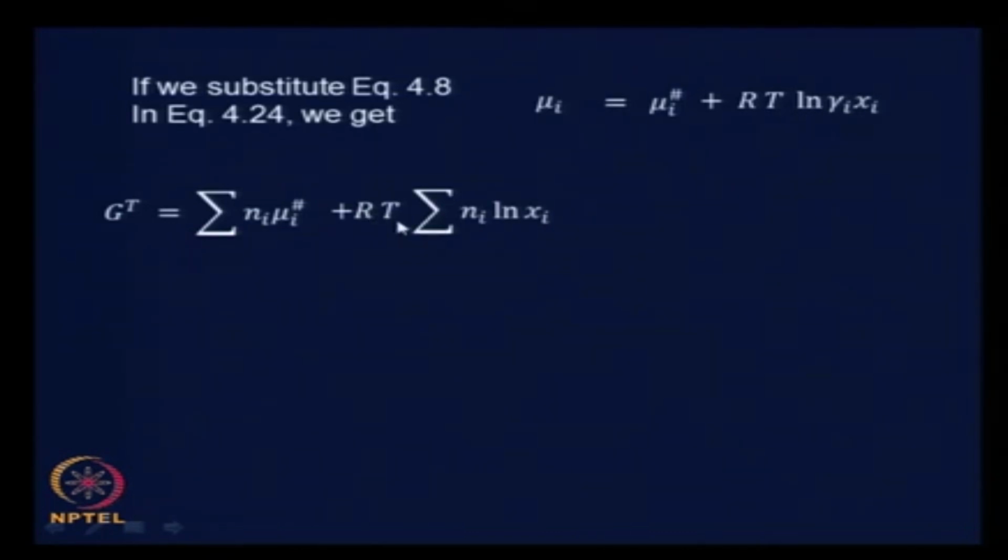It will be actually sum over RT Ni ln xi. RT is common, so RT comes out, plus in similar fashion RT comes out here, sum over Ni ln gamma i. Let us call this equation 4.25.